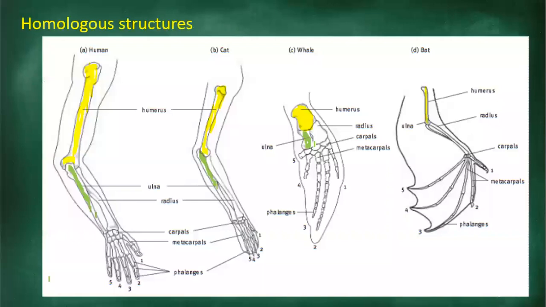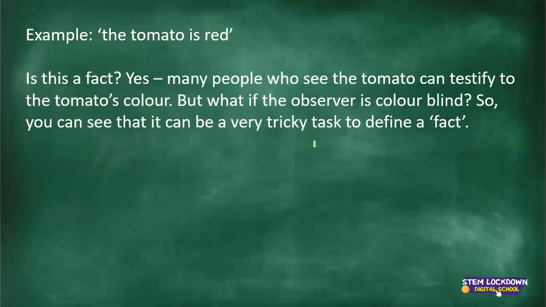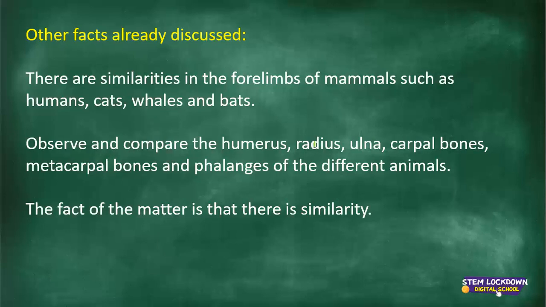We've seen them, we've compared them, and we can clearly say for a fact they are similar structures. The fact of the matter is that there is a similarity. We've seen it, we've compared it, and it's a fact. That's what we've seen, that's what we've measured. There are similarities in the forelimbs of mammals such as humans, cats, whales, and bats. And we leave it at that. Why it's like that, what that even means, is another topic on its own. But as for a fact, yes, it's a tick.